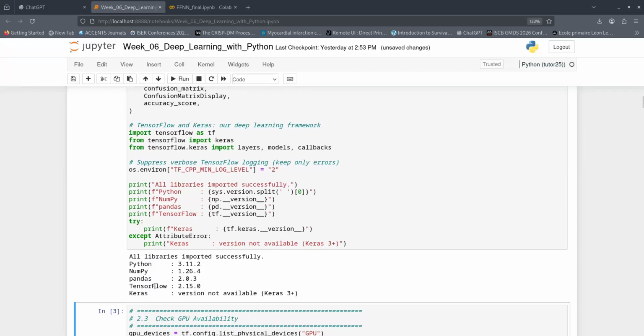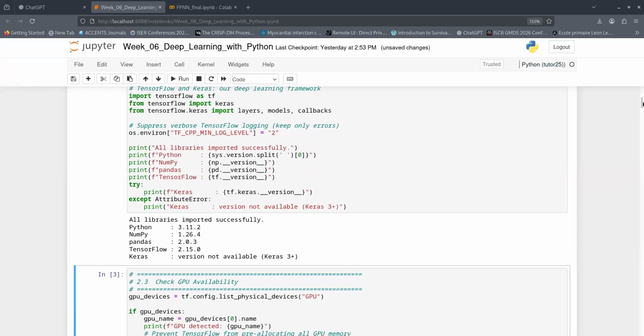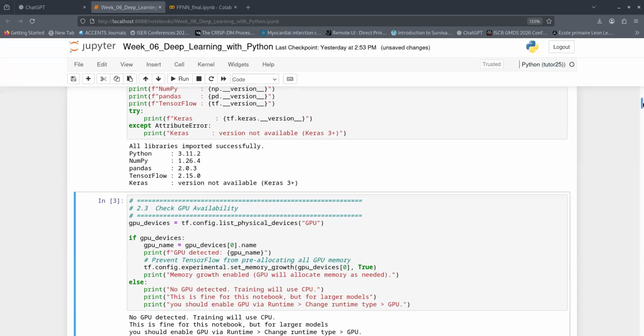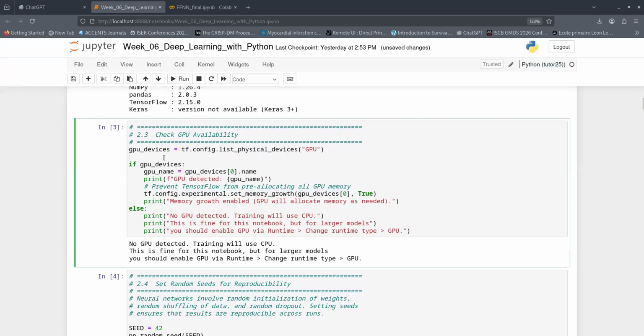You have Python, NumPy, Pandas, TensorFlow. The Keras here, we have it, but not the version beyond 3. So we have version 2 point something. So we can also check the availability of the GPU. So just run this code, so you can see the availability of your GPU. For me here, there is no GPU detected. So the training will use a CPU.